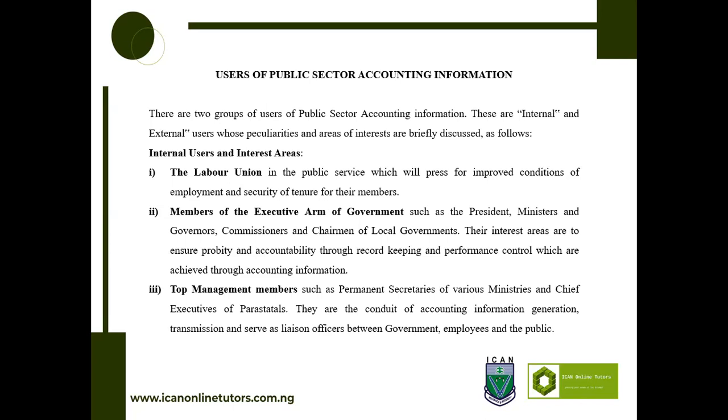The labor unions in the public service press for improved conditions of employment and security of tenure for their members. Part of the labor union, we have the Nigeria Labour Congress, NLC, and we have the TUC. These are the labor unions. And what are the expectations? They look out for good governance from the public officers, and they are representing the citizens to cry out for the expectation in terms of employment and security for the citizen.